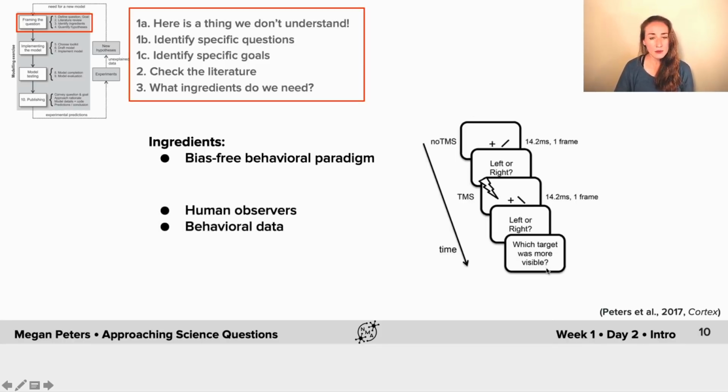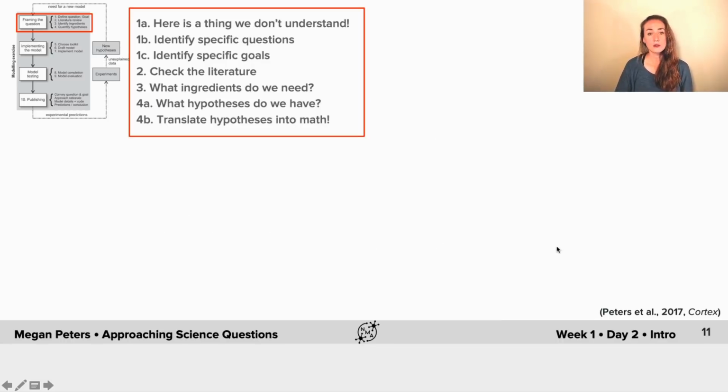And then we'll get some behavioral data out of the project. And to do this, we're also going to need TMS equipment and expertise to be able to actually approach the behavioral paradigm appropriately. Okay, so those are our ingredients. Next, we need to do hypotheses.